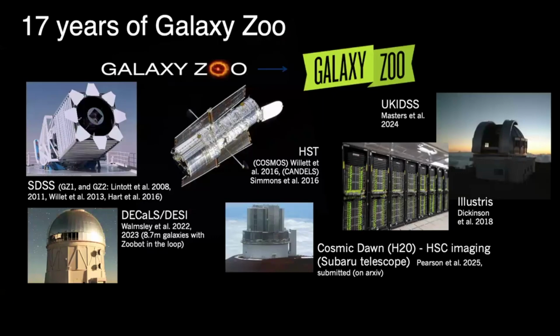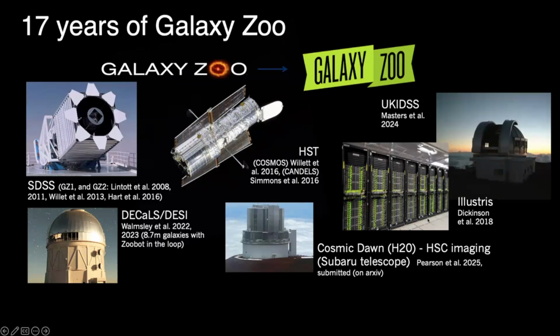We've been doing this now, I think, for 18 years, not 17 years, and on a whole variety of different imaging data sets for galaxies. So we have classified the entirety of the Sloan main galaxy sample, that 1 million galaxies, plus the brightest quarter of it with more detail. We have classified all of the public imaging from the Hubble Space Telescope.